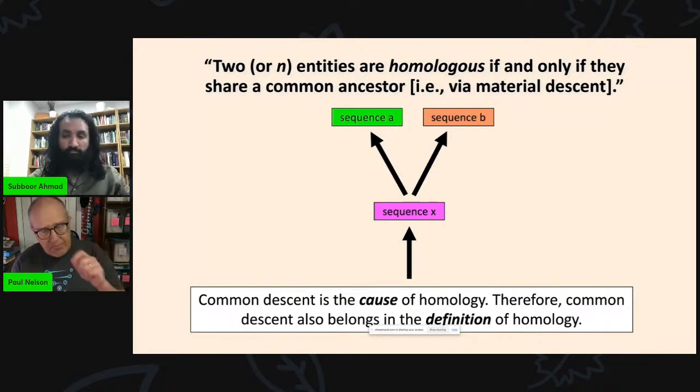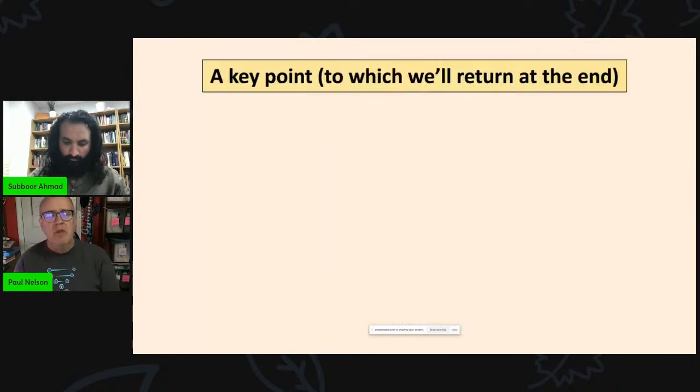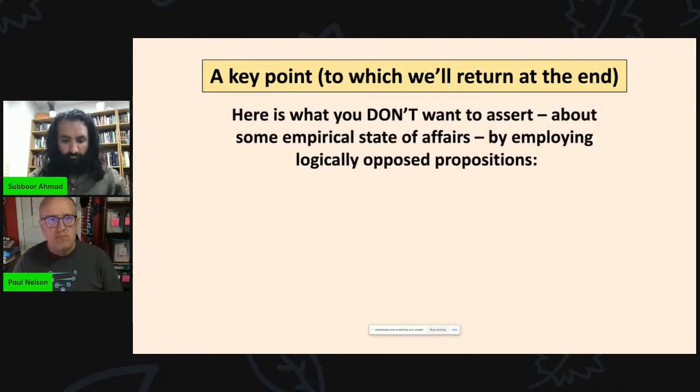But just keep that in mind, that the cause of homology, as hypothesized by Darwin, then in the late 19th century and into the 20th century, became incorporated into the definition of the term. So here is a very important point, and we'll come back to it at the end. But I'm giving it to you now so you'll be conscious of it as we go through the material.